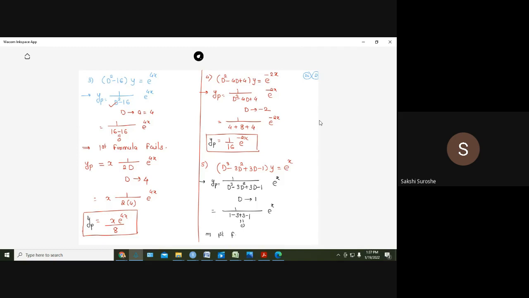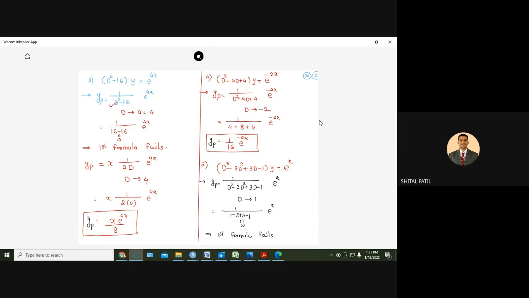One upon minus 6 e to the power x, first. There is no x. You forget the x. See, first formula fails. Therefore, we have to use the second formula.